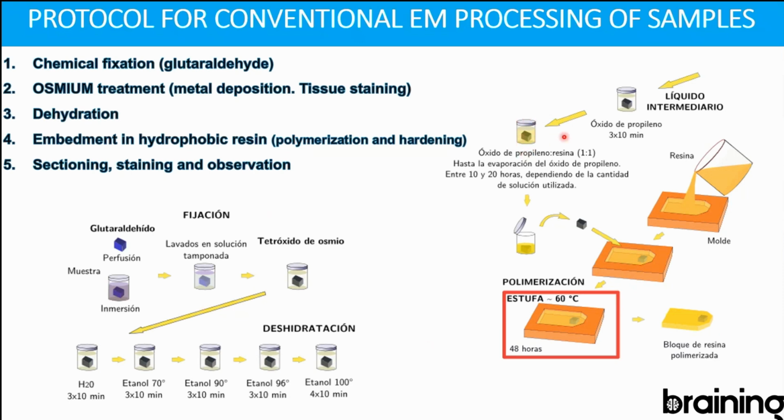After all these passages, you take a mold and pour some of the resin in the mold, put your block of tissue or your sample, your cells, isolated organelles, whatever you want to look at, and put it properly in this mold. This has to be polymerized in an oven at 60 degrees Celsius. Here it says 48 hours, but usually an overnight curing should be enough. And then this block is already hard and ready for sectioning.